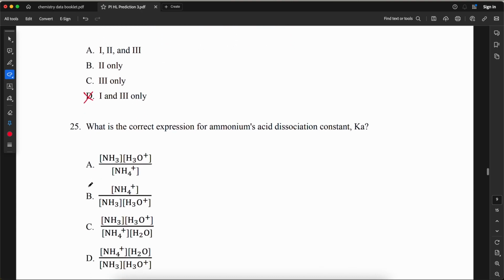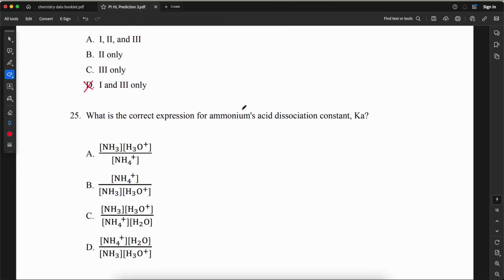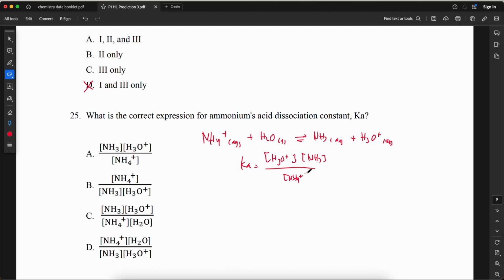What is the correct expression for ammonium's acid dissociation constant Ka? So for the reaction, that would be NH4+ reacts with water to produce NH3 aqueous plus H3O+ aqueous. So Ka would be H3O+ times NH3 divided by NH4+. So the answer would be A.